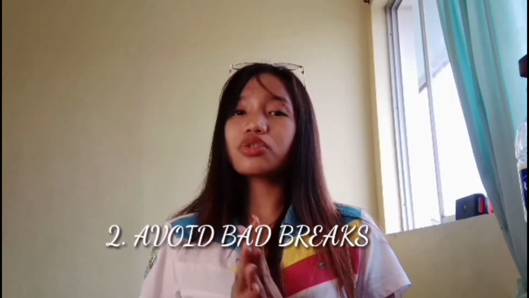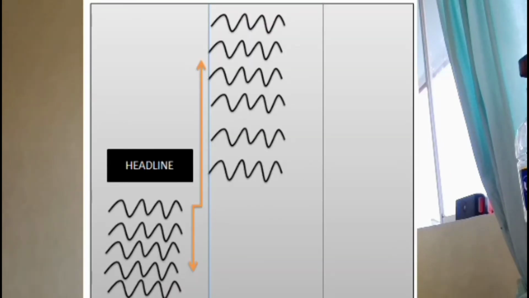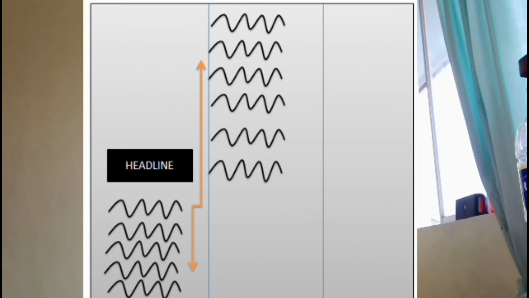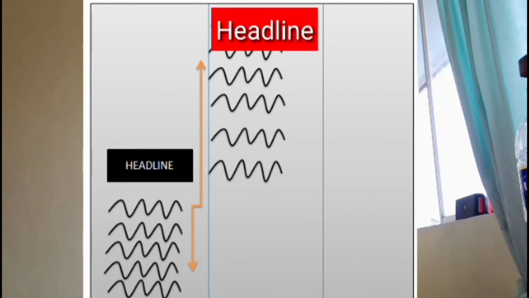Number 2, avoid bad breaks. So breaking the stories to the top of the columns. So like for the example in the picture, yung lead niya, yung news story, nasa baba. And then the succeeding paragraph of that news story is nasa second column, at the top of the second column. That is a no. So the top of every column should have at least a headline or a cut.